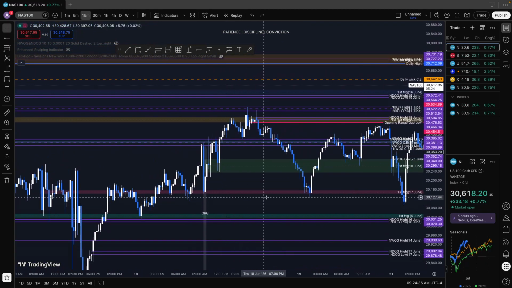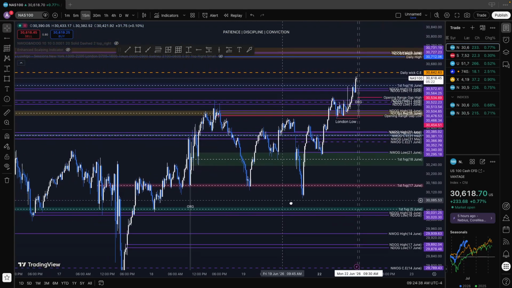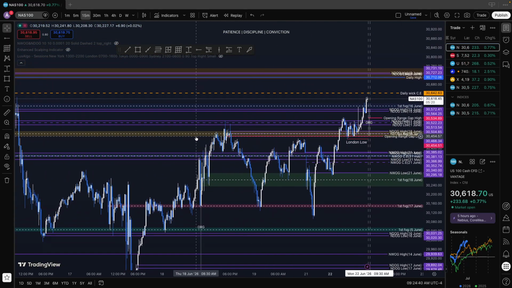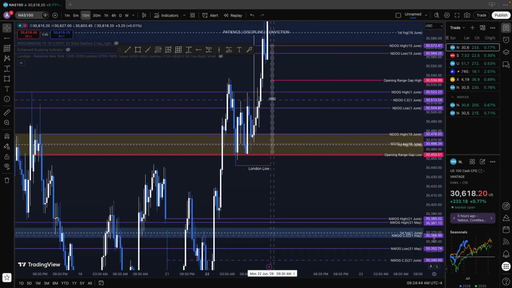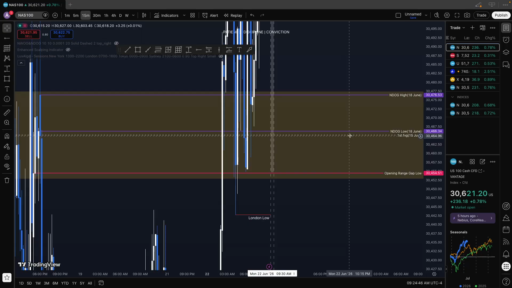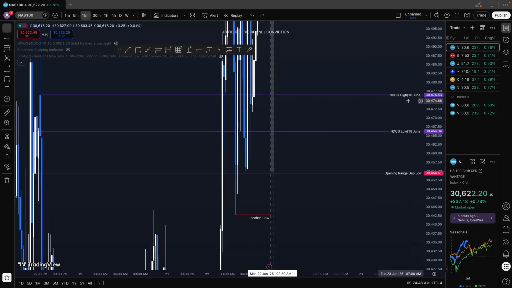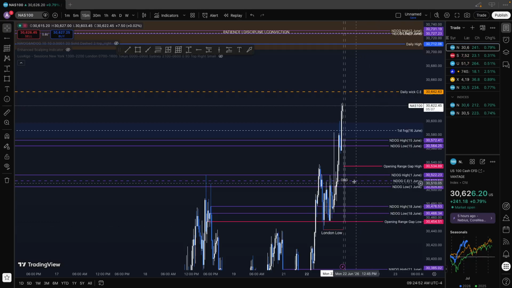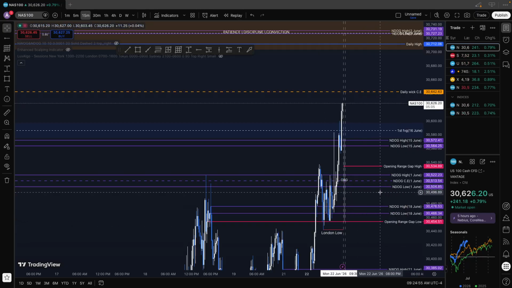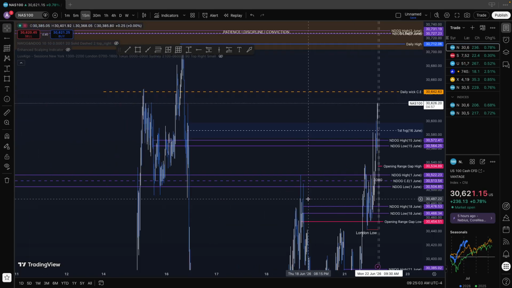So that's good, I guess. And then this first fair value gap definitely has to go. 15th of June, this was on Monday, the first. But to have a cleaner chart, I'm going to remove it. And this one has to go too, but I'm going to leave it.